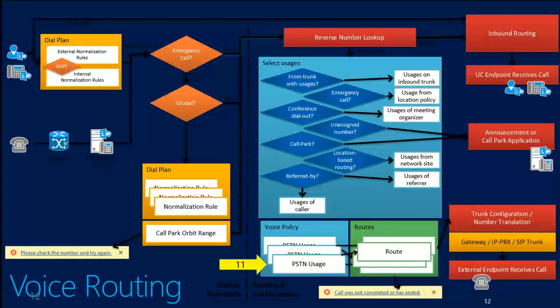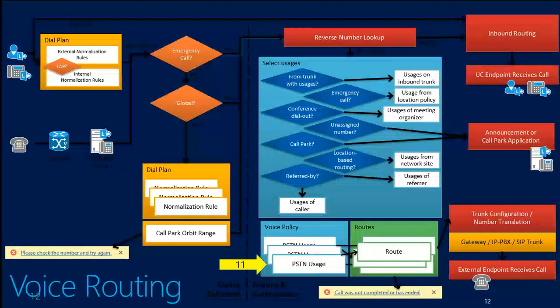Then we think, okay, now let's look at the user. Maybe he has permissions, maybe he does not have permissions. Maybe he's only assigned to dial local and long distance. He's not supposed to dial any international number. So we have to check that. We call it voice policy. That needs to be assigned per user.